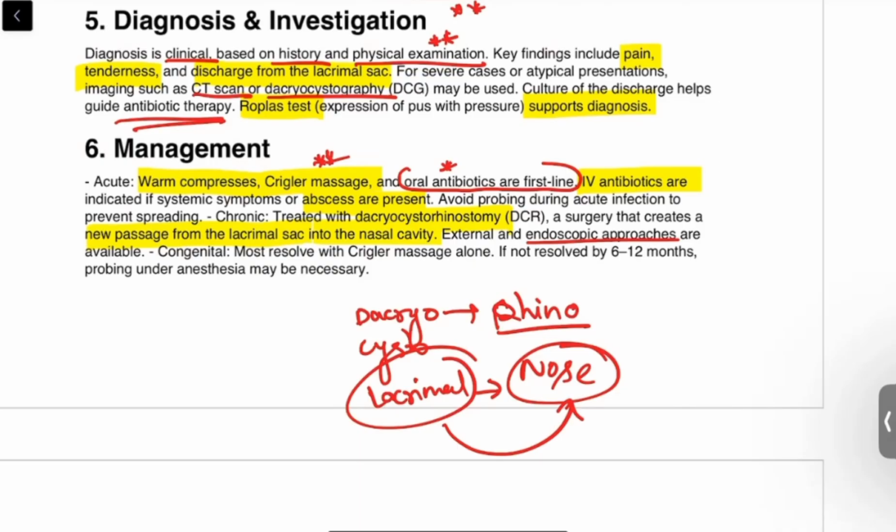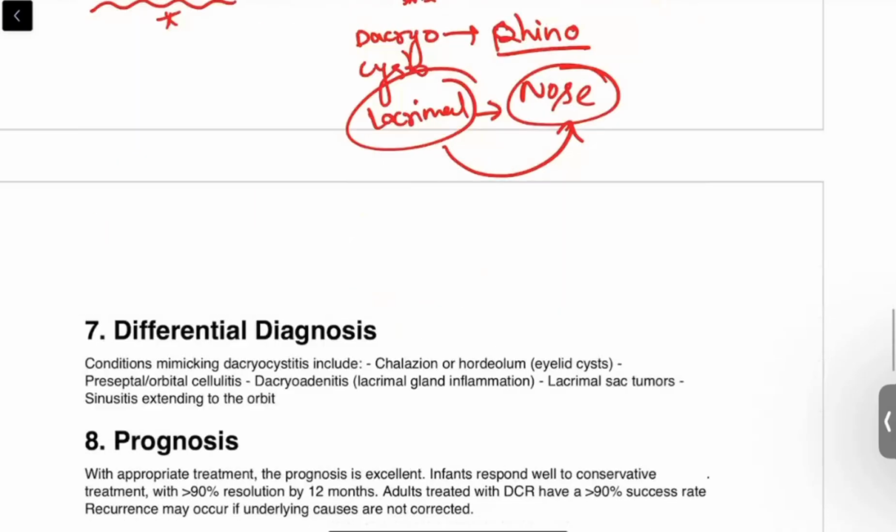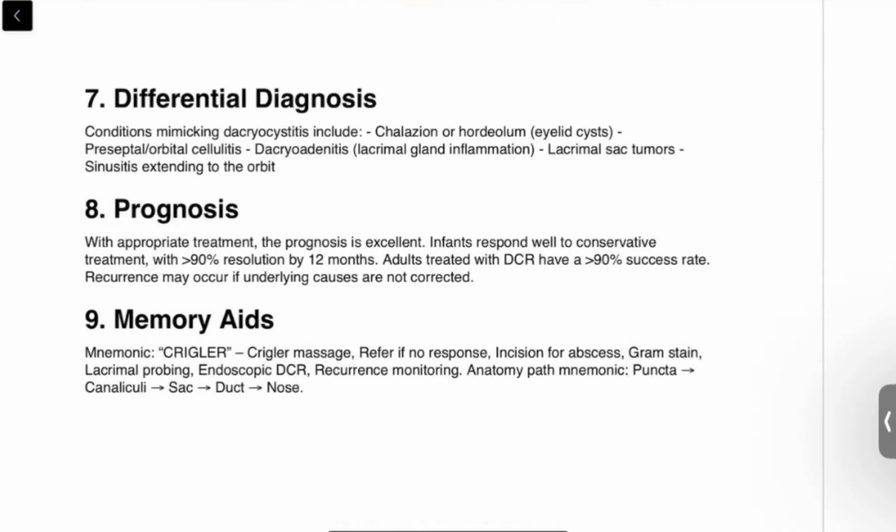Now coming to congenital dacryocystitis or dacryocystitis neonatorum, this usually will resolve by Crigler massage alone. Hence this massage is very important. If even on doing Crigler's massage the dacryocystitis has not resolved after 6 to 12 months, then we will have to go for a technique called probing under anesthesia, in which we will probe the valve of Hasner so that it is relieved and the lacrimal secretion, whatever is there, will be able to drain. Okay, so this was about the treatment of dacryocystitis.